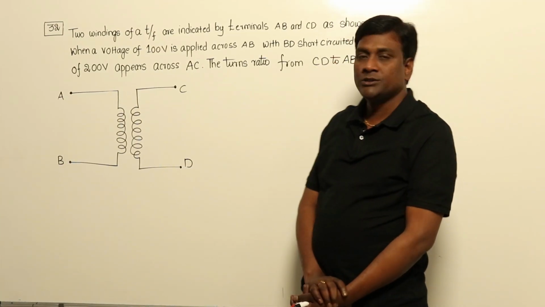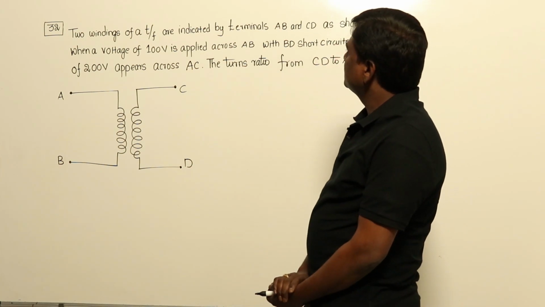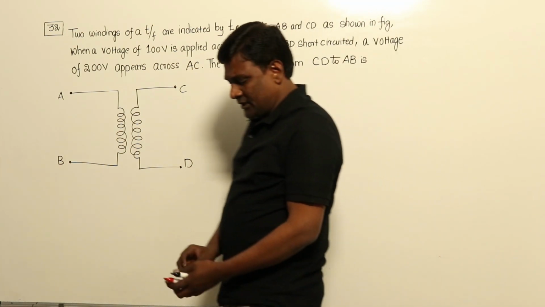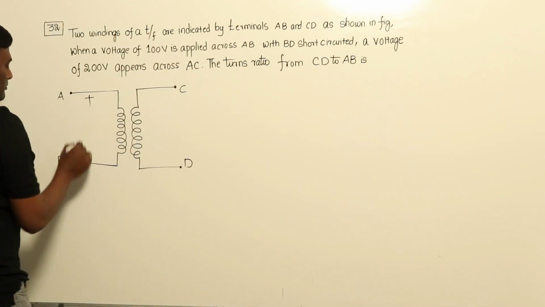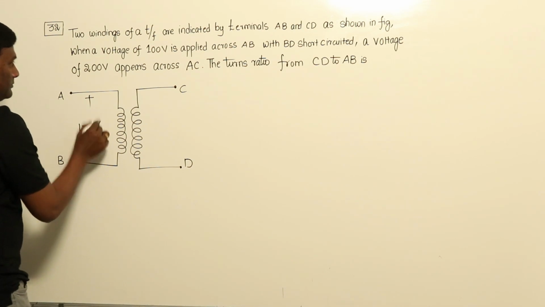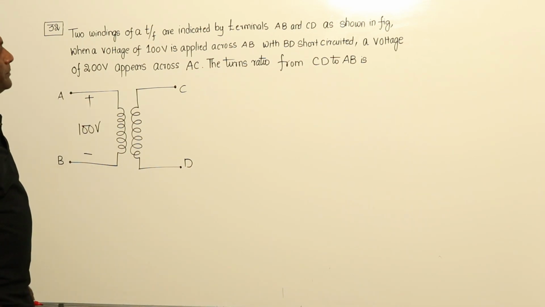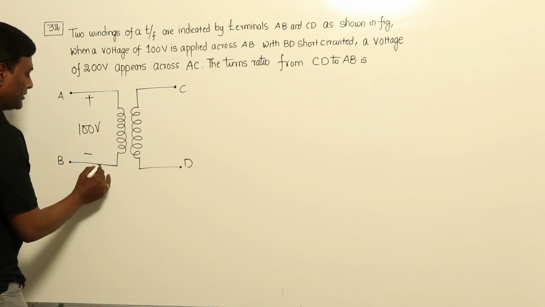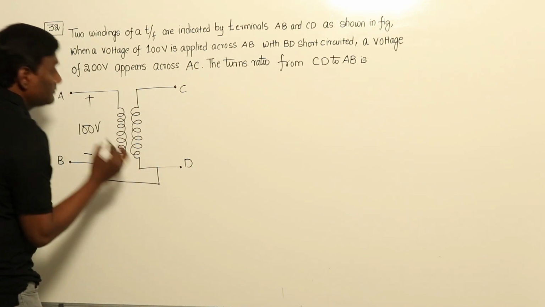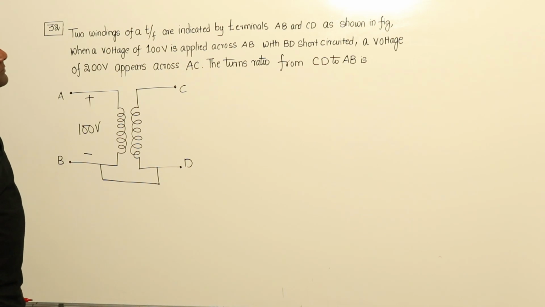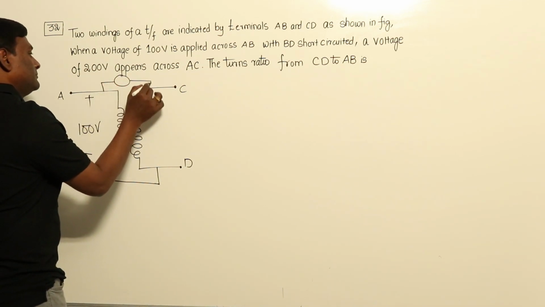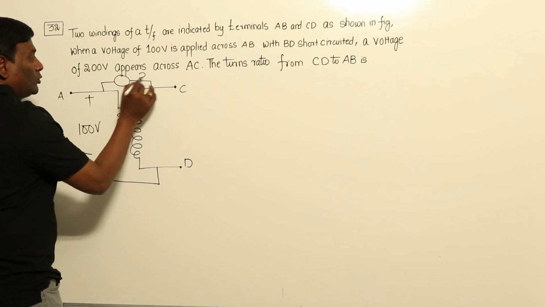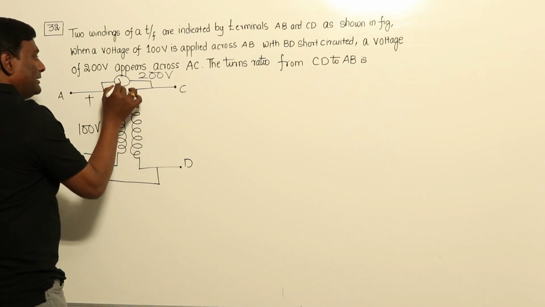Thank you. This is also a very beautiful question. Two windings of a transformer are indicated by terminals A and B, and across A and B they provided 100 volts. With BD short circuited, after that a voltage of 200 volts appears across AC. Here a voltmeter is connected, and this voltmeter is showing 200 volts.